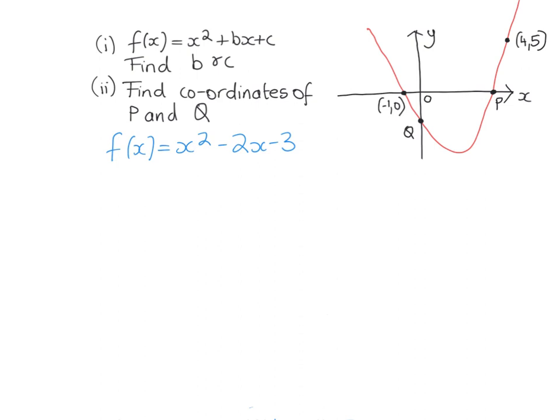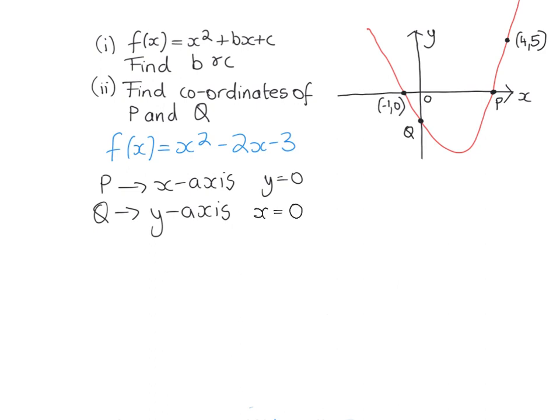Now, in the first part we saw that f of x was equal to x squared minus 2x minus 3. The next thing we need to do is find the coordinates of P and Q. P is where the graph intersects the x-axis, and Q is where the graph intersects the y-axis. Now, if you can remember from coordinate geometry, when a graph intersects the x-axis, y is equal to 0. And when a graph crosses the y-axis, x is equal to 0.